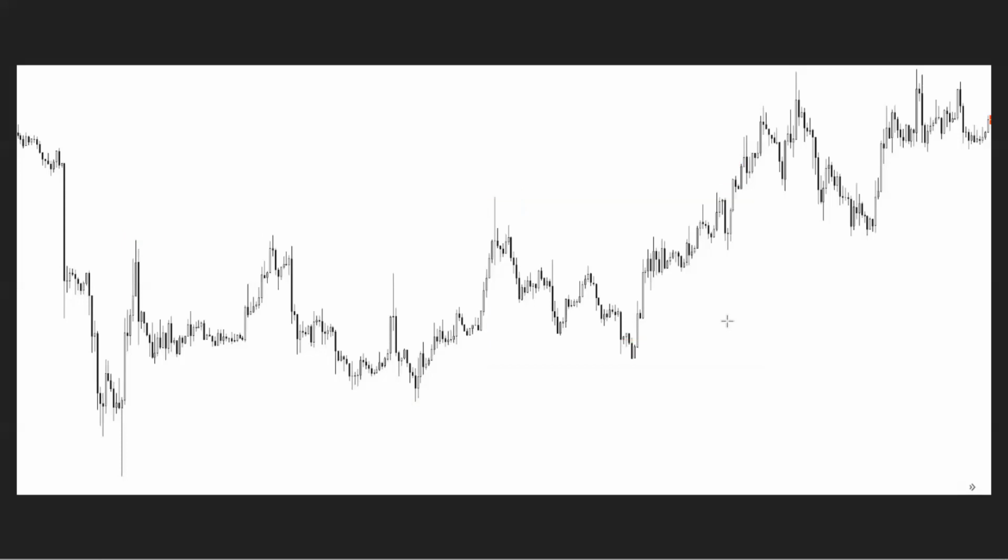And within that structure, you can see you've got untested pocket liquidity there, the area from which price broke out of that with good momentum. So that's why a short here wouldn't necessarily be a good idea.